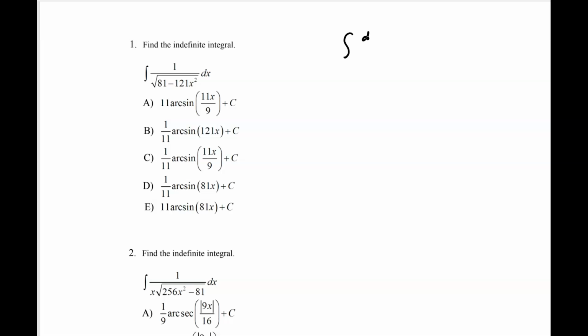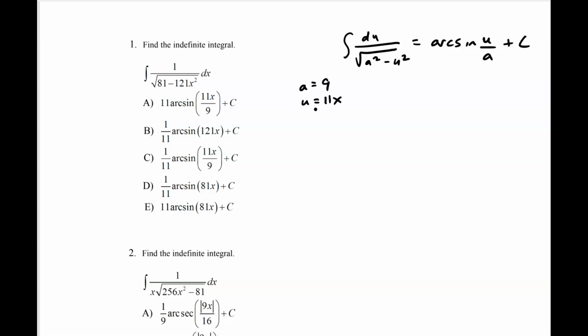So let me just note what the antiderivative is involving inverse sine. It's the integral of du over the root of a squared minus u squared is equal to arc sine of u over a plus c. So I would look at this and say, okay, my a squared is 81, making a equal to 9. And my u squared is equal to 121x squared, making my u equal to 11x, because 11x squared would give me 121x squared.